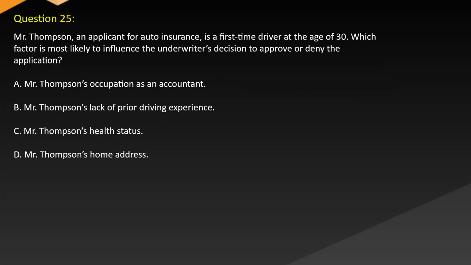Question 25. Mr. Thompson, an applicant for auto insurance, is a first-time driver at the age of 30. Which factor is most likely to influence the underwriter's decision to approve or deny the application? A. Mr. Thompson's occupation as an accountant. B. Mr. Thompson's lack of prior driving experience. C. Mr. Thompson's health status. D. Mr. Thompson's home address.